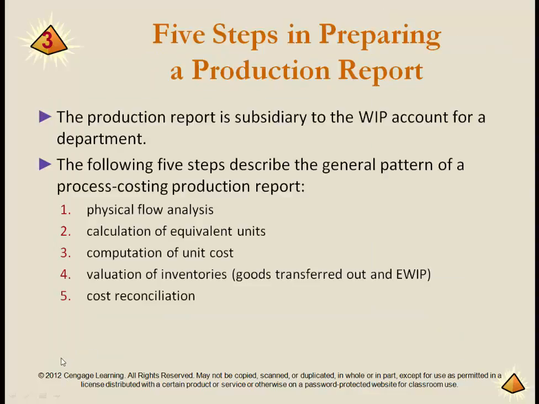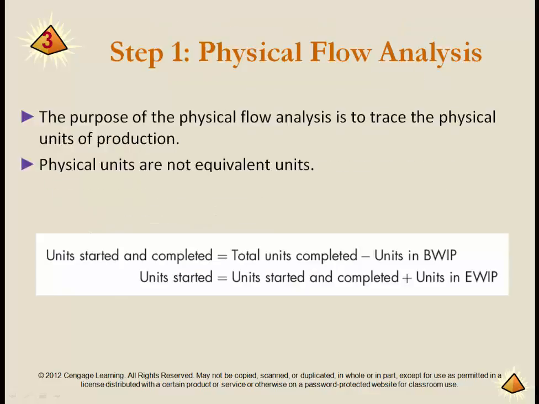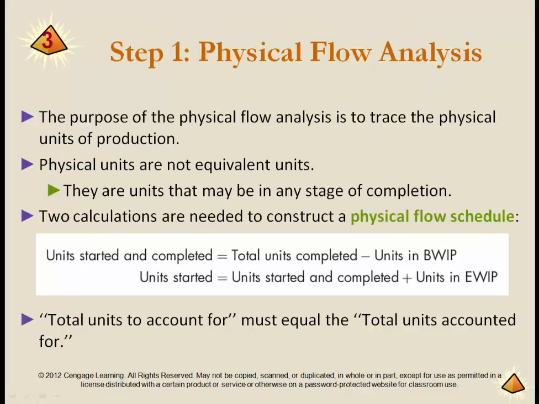Now we're finally getting to the production report, and the reason that we went through all those other steps is so that you can understand what's going to happen in the production report when we get here. We have 5 steps. We have the physical flow analysis. We have the calculation of equivalent units. We look at the computation of the unit cost. Then we're going to do the valuation of inventories and what transferred out, and then we're going to do a cost reconciliation.